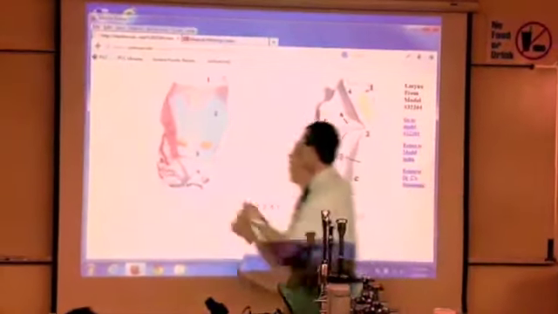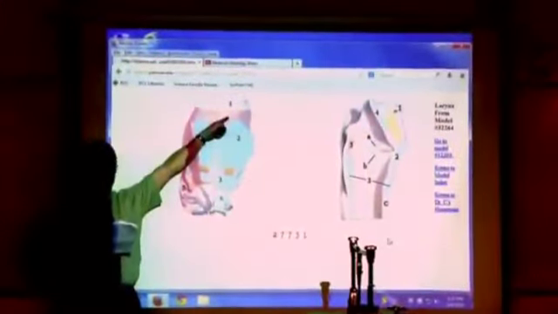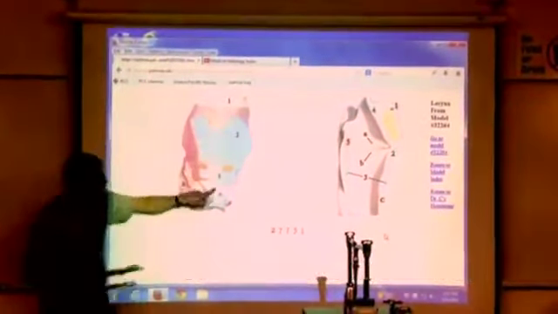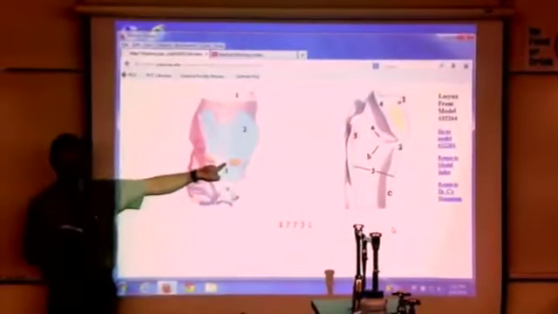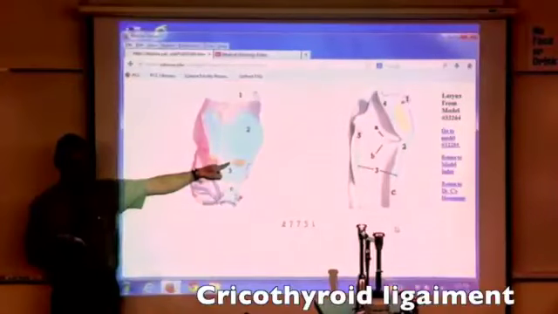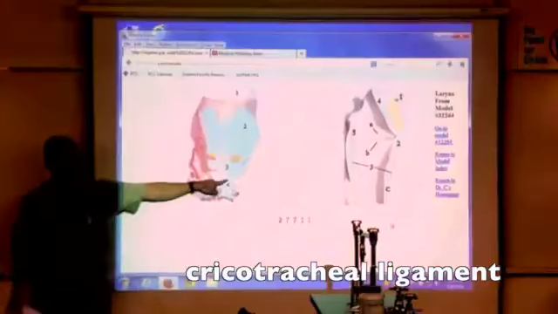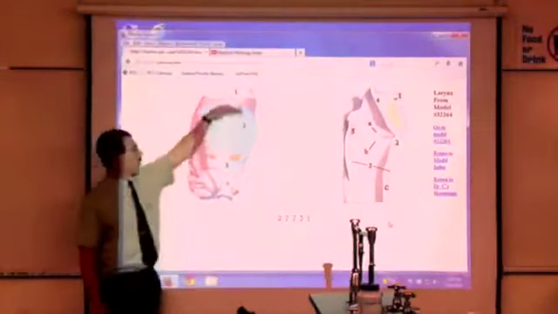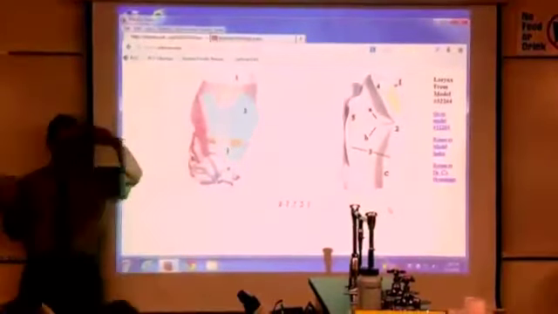Alright, so now we have some other problems. We've got to name these tissues between the blue. We'll start with this one, which has the number. What do you call that? So thyroid hyoid membrane. Right? There's one, it's hard to see on this picture, there's one right here. Cricothyroid ligament. And there's one here. Cricotracheal. So you're naming it between the blues. Just name the 2 blues. So thyroid hyoid, cricothyroid, cricotracheal. You're just naming the 2 parts that make the connection.